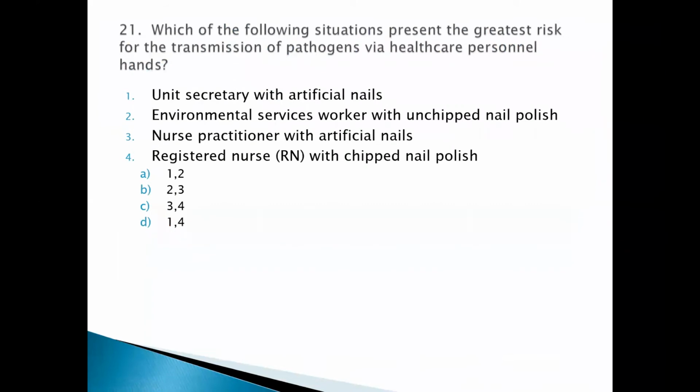Which of the following situations present the greatest risk for the transmission of pathogens via healthcare personnel hands? Unit secretary with artificial nails, environmental services worker with unchipped nail polish, nurse practitioner with artificial nails, or a registered nurse with chipped nail polish. Choose 2 of the above.